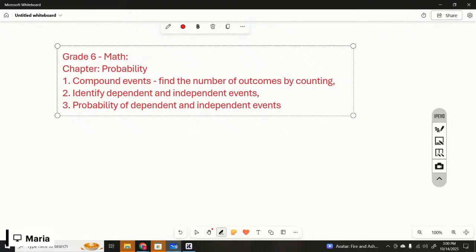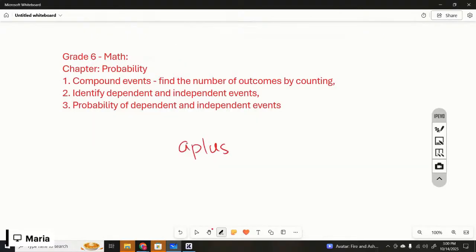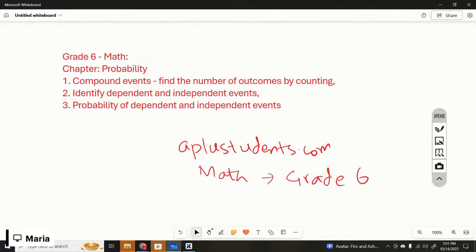You can find all the lessons on aplusstudents.com. You have to log in there using your email address and password as provided by the administrator. Then you have to select math from the subject. Scroll down to grade 6 math and then click on view all lessons. There you can find a list of the chapters.